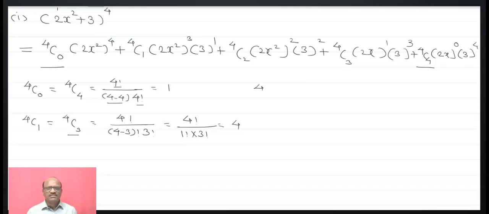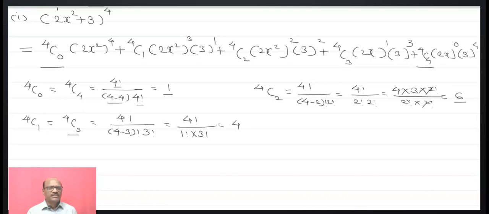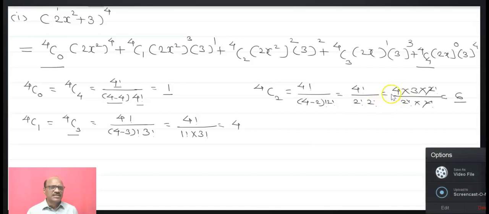Now the next value, the value of 4C2. That is 4 factorial upon 4 minus 2 factorial into 2 factorial. And you are getting 4 factorial upon 2 factorial into 2. That is equal to 6. See this again here. That is 4 factorial, 4 into 3 into 2, extended up to the 2 factorial. These two get cancelled. You are getting 4 into 3, that is equal to 12. 12 upon 2, which is equal to 6. And these are the values we have calculated.